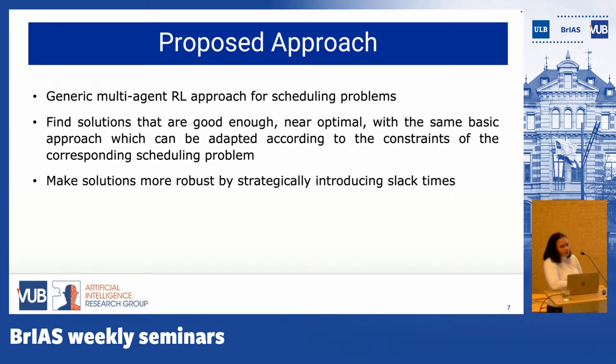Our objective was to come up with some sort of generic multi-agent reinforcement learning approach for scheduling problems, one that is able to find solutions that are good enough. I mean, we want solutions in a reasonable amount of time that are near optimal. If they are optimal, the better, but of course, we are not talking about an exact method. And then, with the same basic approach, we could adapt it to satisfy the constraints of the corresponding scheduling problem, so that it could be adapted to different scenarios. And at the end, we also wanted to make solutions more robust by strategically introducing slack times, and I will also mention how this could be done.